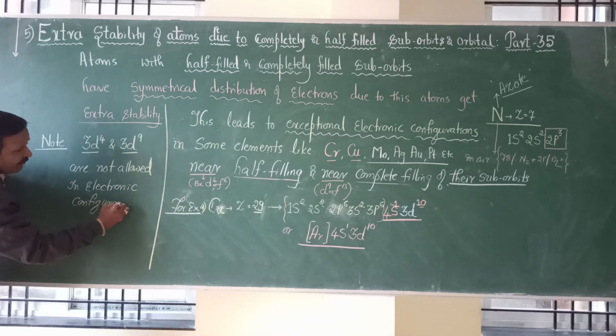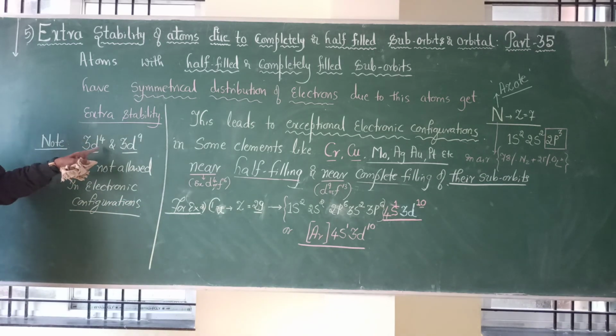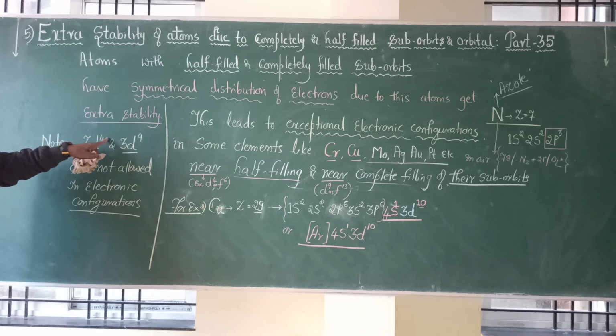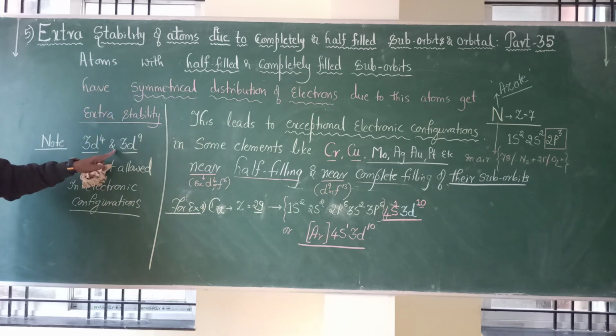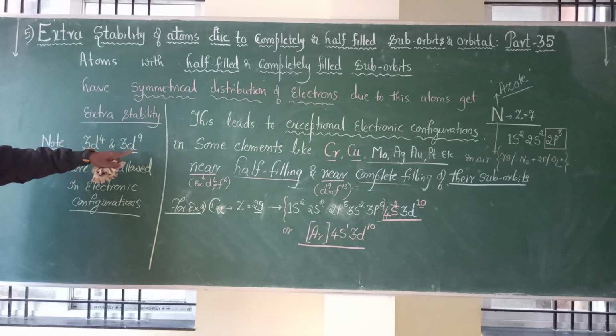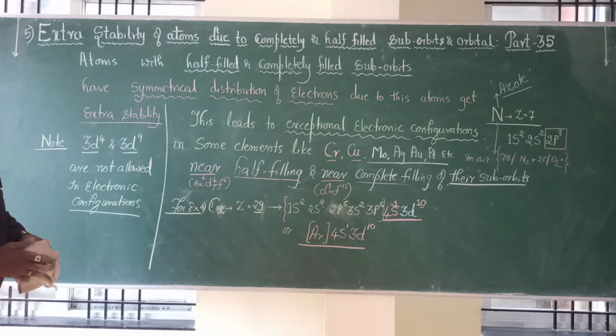And hence your d4 will be converted into d5 by taking one electron from 4s2, which is already filled earlier. 2 electrons will be there. 1 electron is taken by d4 and it will be converted to d5. Similarly, from 4s2 electrons, 1 electron is taken by d9, it is converted into d10 and your 4s will become 4s1. I will explain this once again when we study the electronic configuration of elements up to 30.